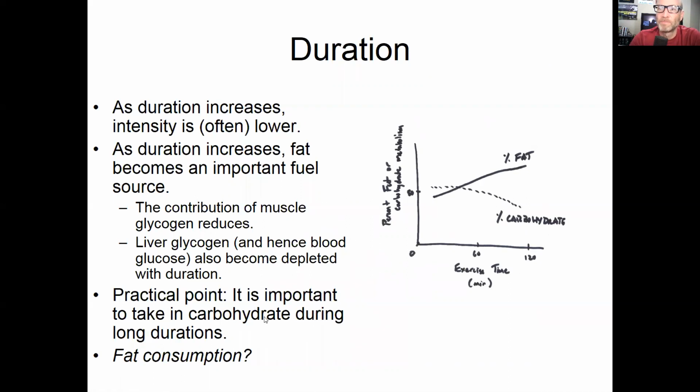So, practical point: it is important to take in carbohydrate during exercise to minimize depleting liver glycogen levels as well as muscle glycogen levels. The question becomes, should we be taking in fat? Should we be eating avocado? Should we be eating nuts? Should we be having bacon during an endurance event? Good question, and we'll talk about some of these things.